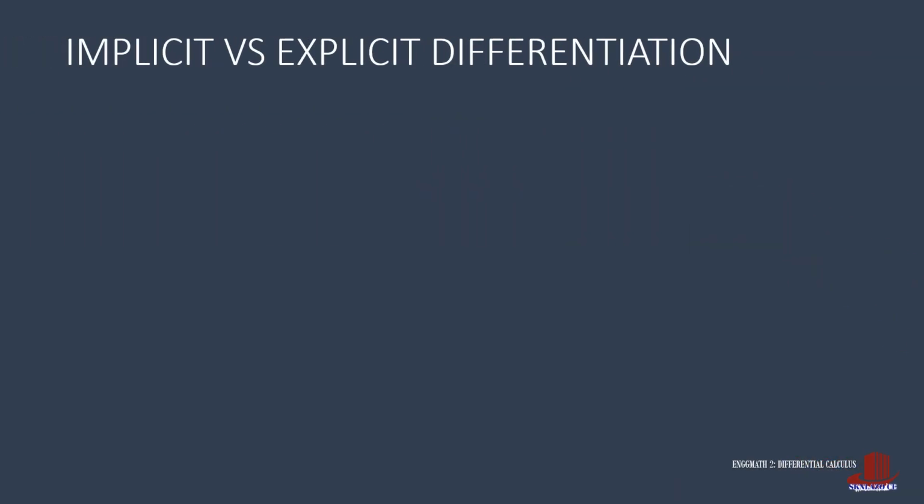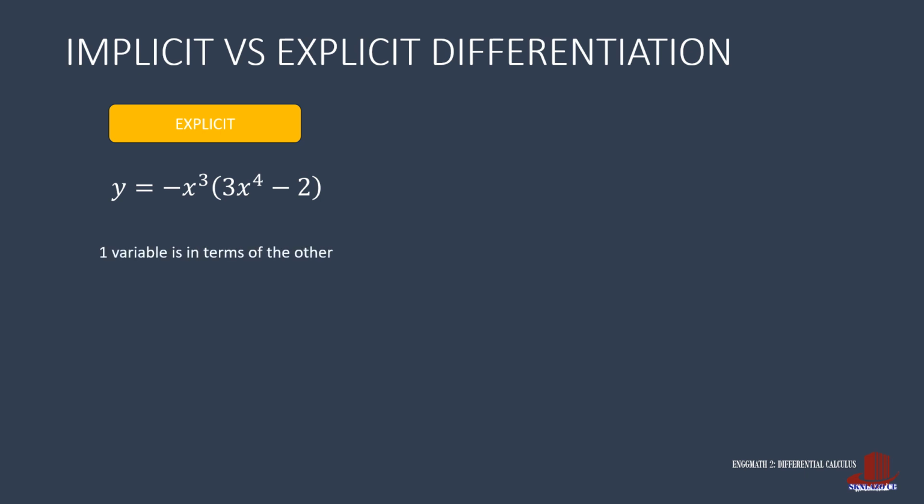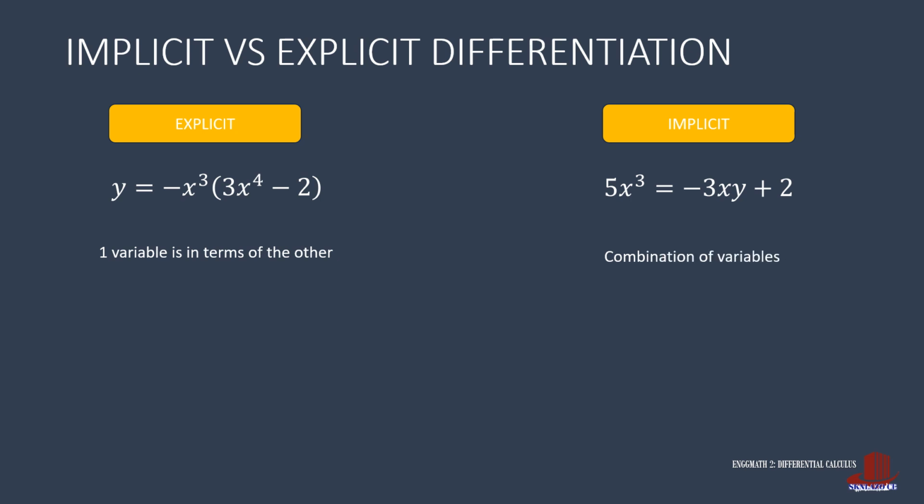Functions can be written in different variations. One type is explicit, which means a function y is defined in terms of x, like y equal to negative x cubed multiplied by the binomial 3x raised to 4 minus 2. The second type is implicit, which is the total opposite of the first. Both sides of the equation contain combinations of variables.